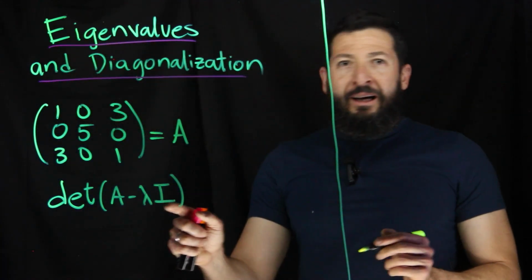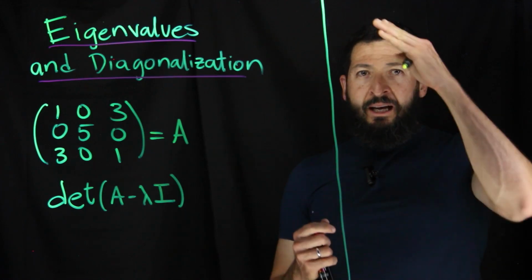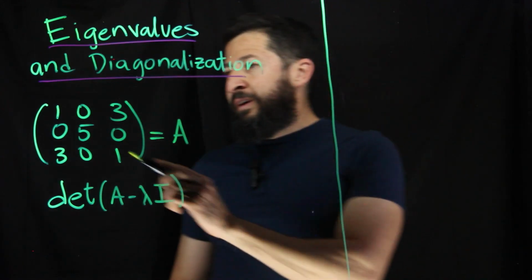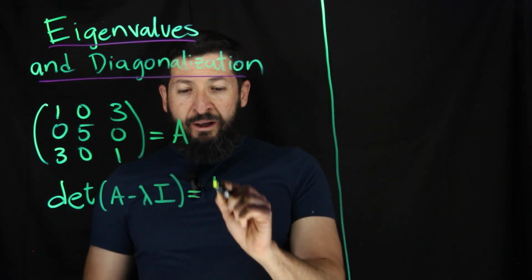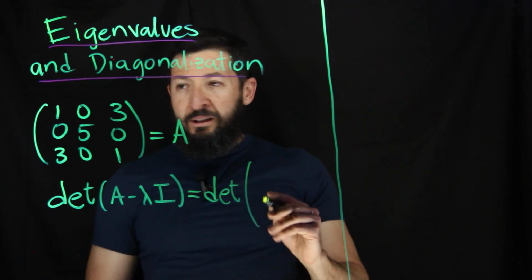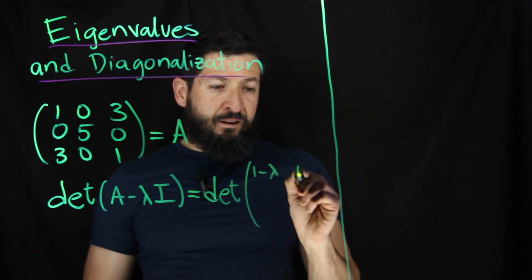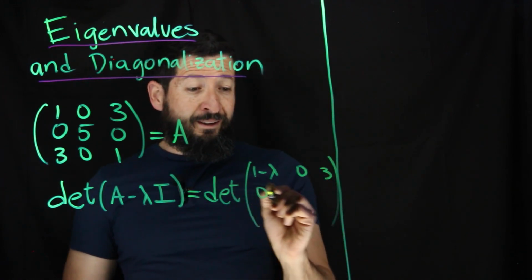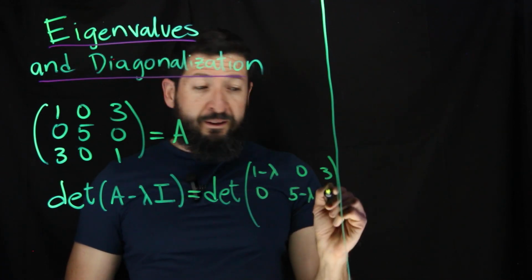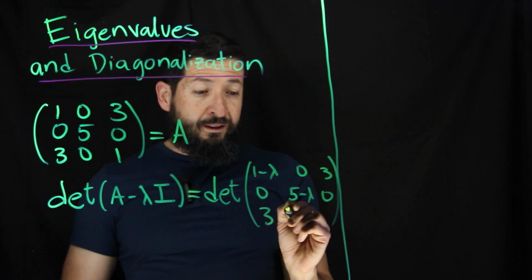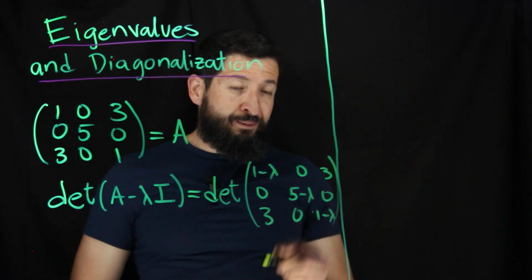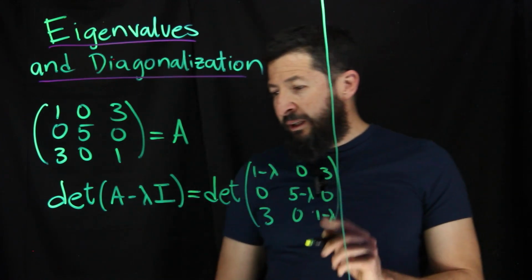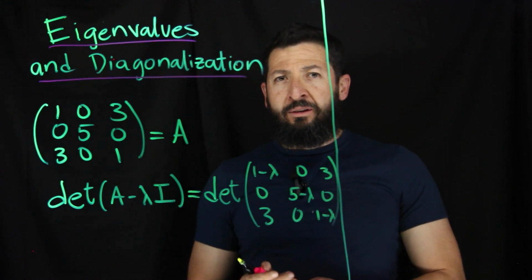Now, what lambda I means is you're multiplying lambda times the identity matrix that has ones along the diagonal. So when you subtract that, you're effectively subtracting lambda from each diagonal entry. So 1 minus lambda is going to be typed there. 0, 3. Let's hope 0. 5 minus lambda, 0. And then 3, 0, and then 1 minus lambda. A little bit crammed, but that's not the important part right now. We're going to compute that determinant anyway, so you'll see all the details.